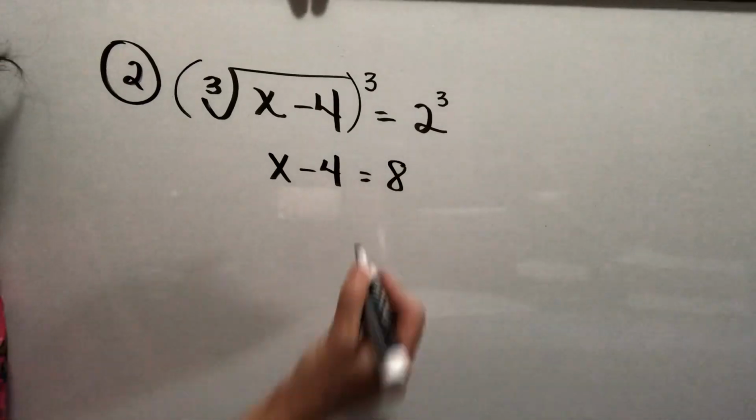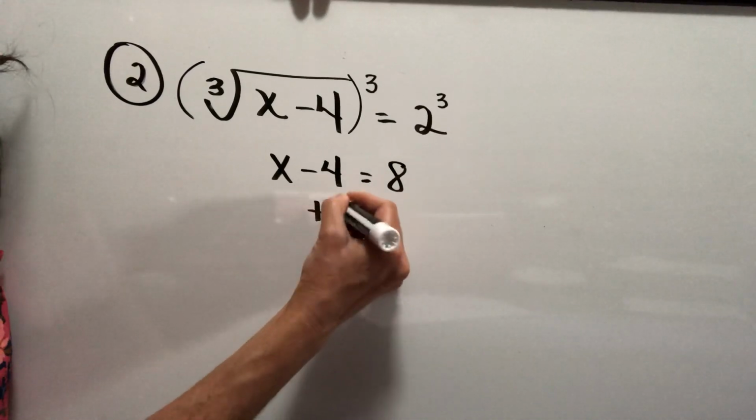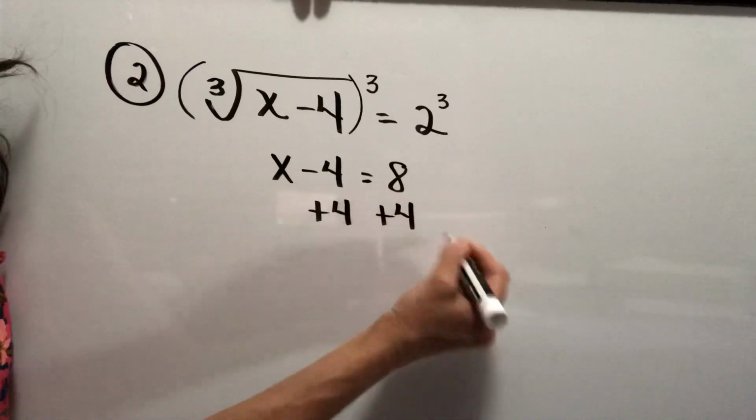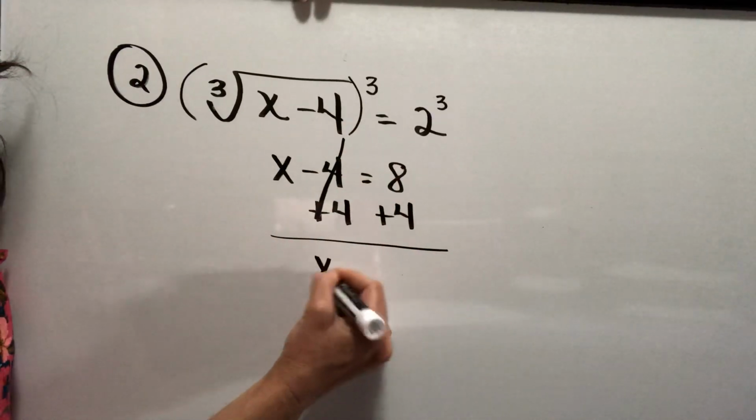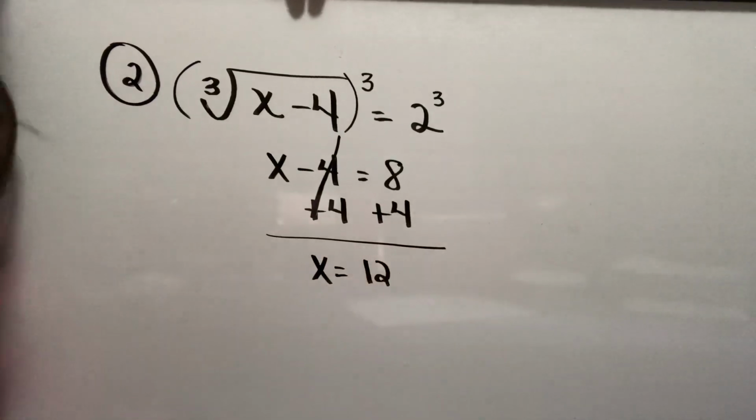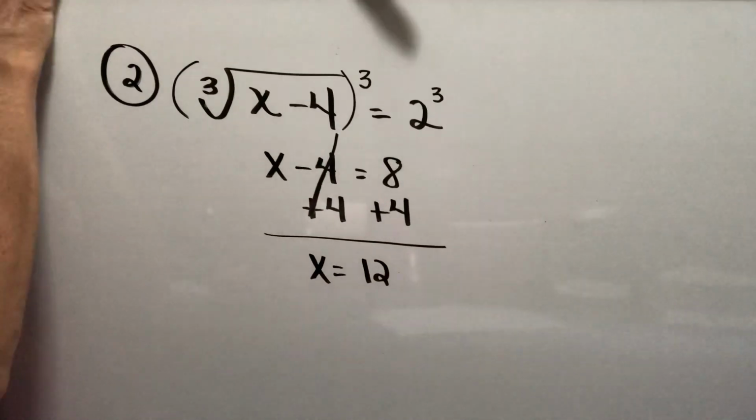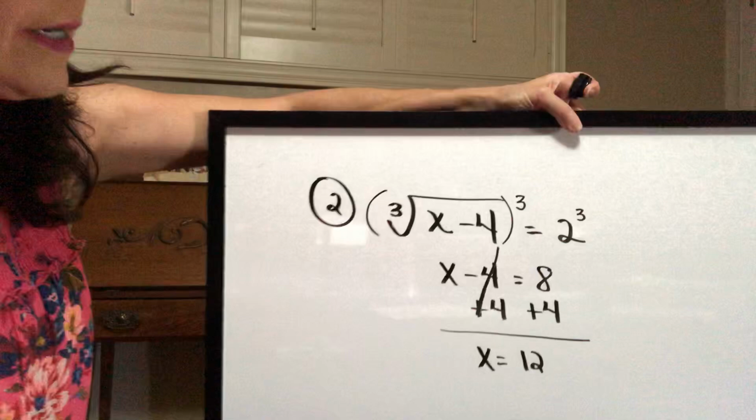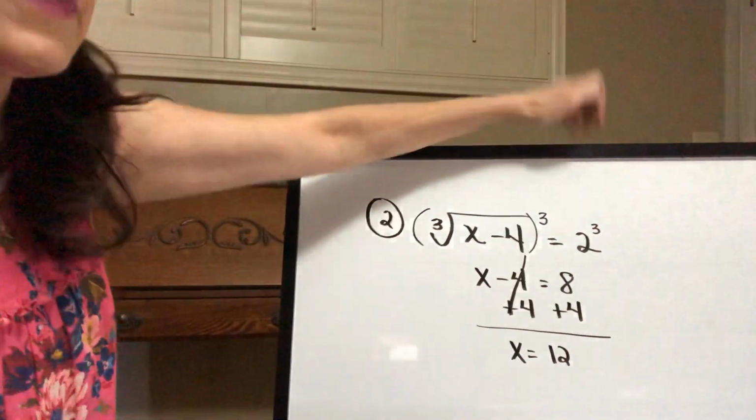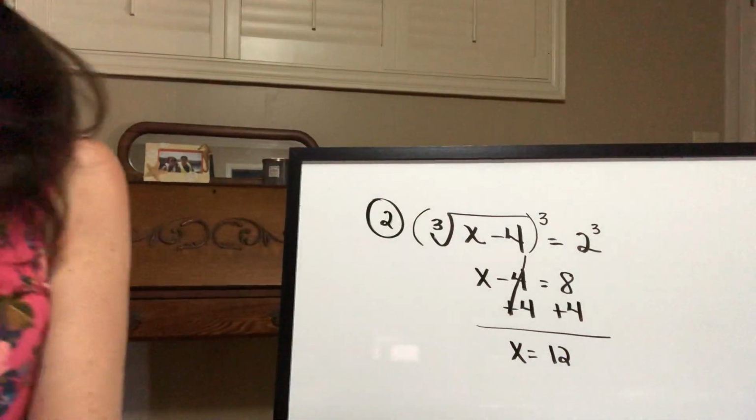And then I would solve that equation. It's just a linear equation. So I'll add 4 to both sides. So x will be 8 plus 4, 12. Okay. So it could be that 12 works. We have to check it in our calculator to be sure. So I'm going to go back to the calculator screen and try the answer 12.